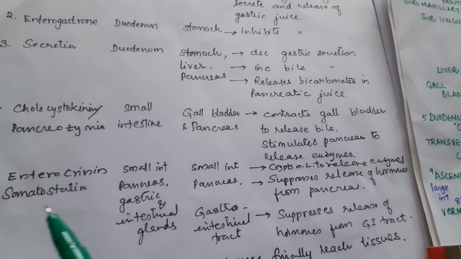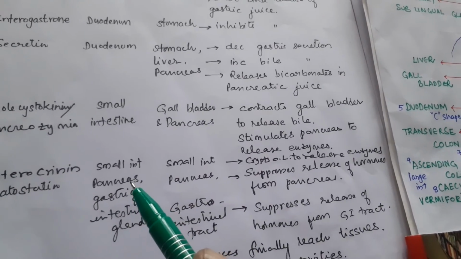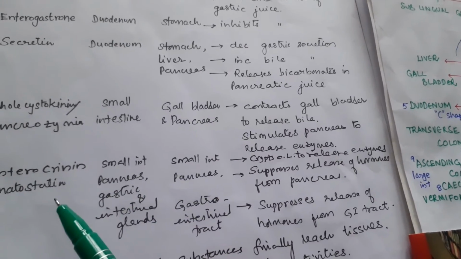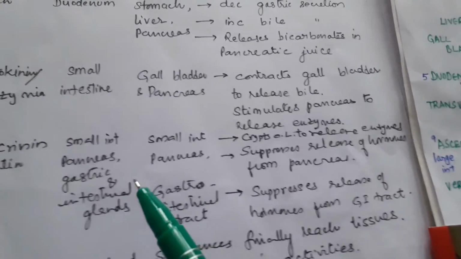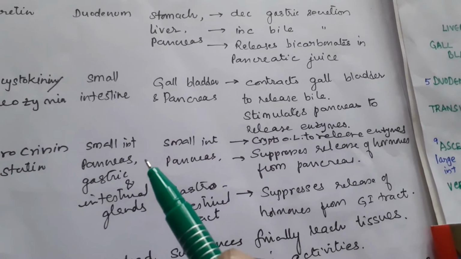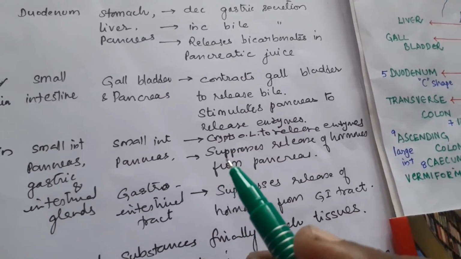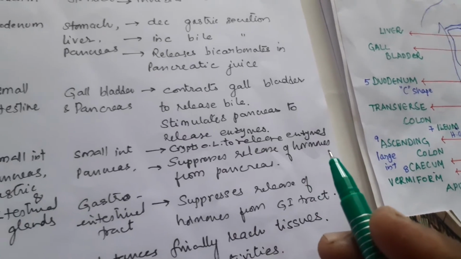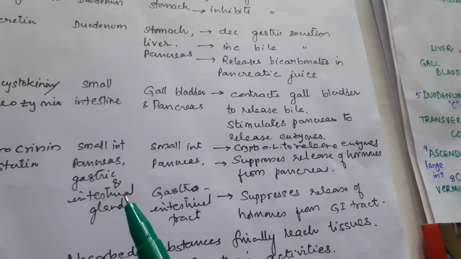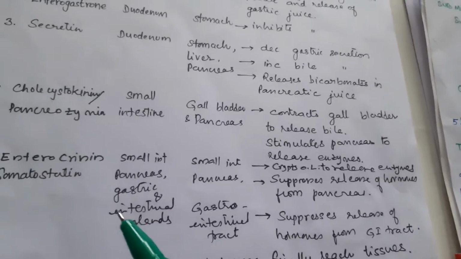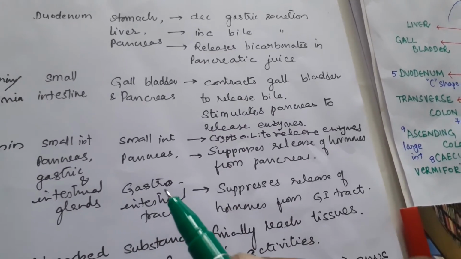Now coming to somatostatin, another hormone. It is secreted by the delta cells of the pancreas, and also by the gastric and intestinal glands. The somatostatin secreted by the delta cells of the pancreas influences the pancreas to suppress the release of the hormone glucagon, and the somatostatin secreted by the gastric and intestinal glands influences the gastrointestinal tract, which is the target organ.